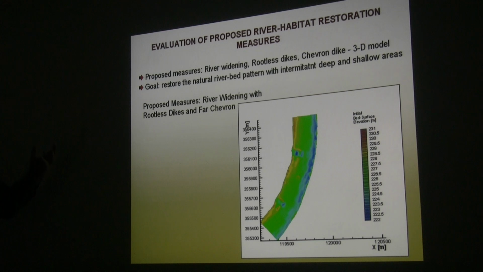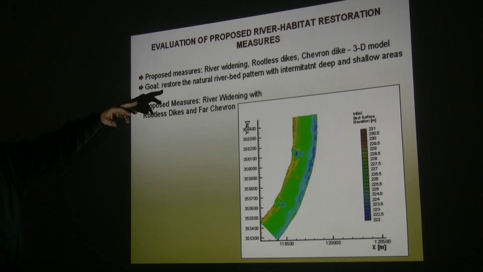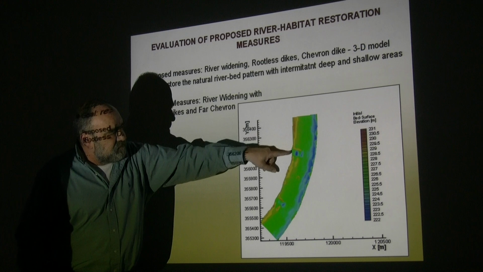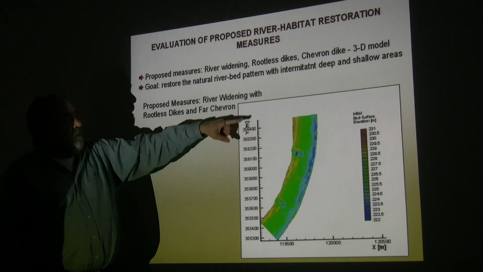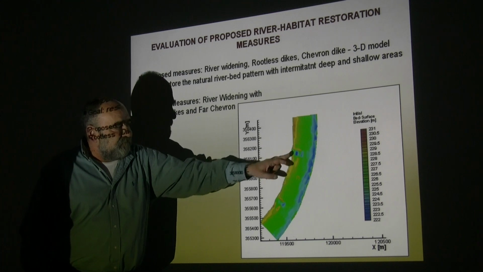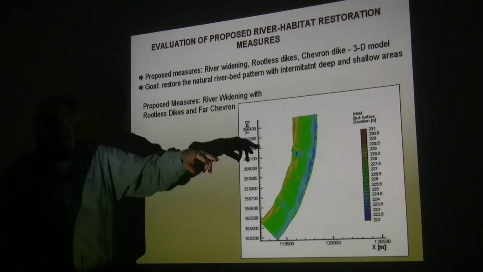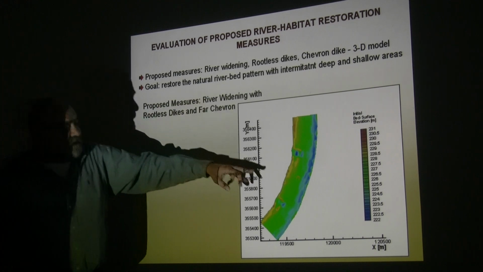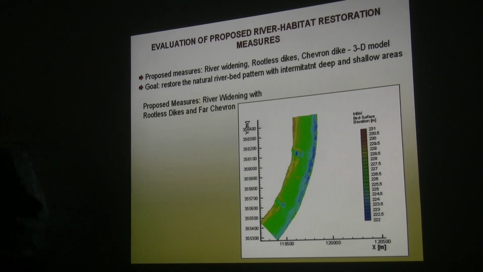And the goal was to try to recover that in this channelized river. Proposed measures, again, that came from designers were river widening, which is, here the river was slightly widening on this side. Rootless dikes, where existing dikes were cut off the bank, that's why they call it rootless. And structures of this type, called chevron dikes, which are horseshoe-shaped structures, submerged. The major thing here is that they're submerged.